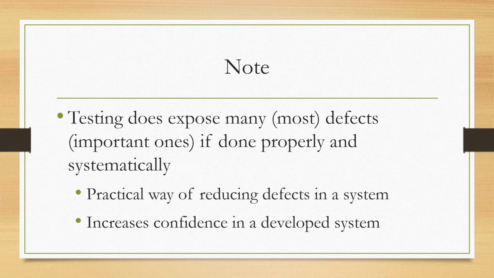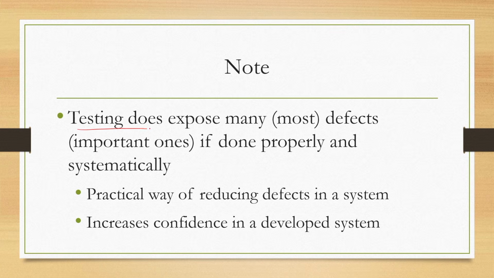It is not binary that either we test and find out everything or we do not test. Rather, our objective should be we test to find out major problems, knowing very well that some of the problems may still escape our attention. However, our objective should be to identify all major problems. So, testing does expose many, rather most defects, which are the important ones, if done properly and systematically. Now, these two are very important.